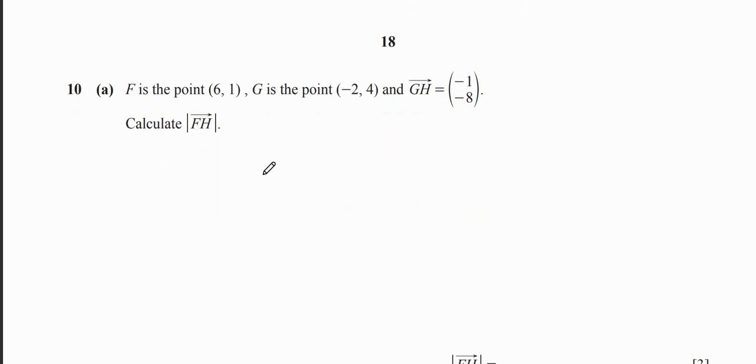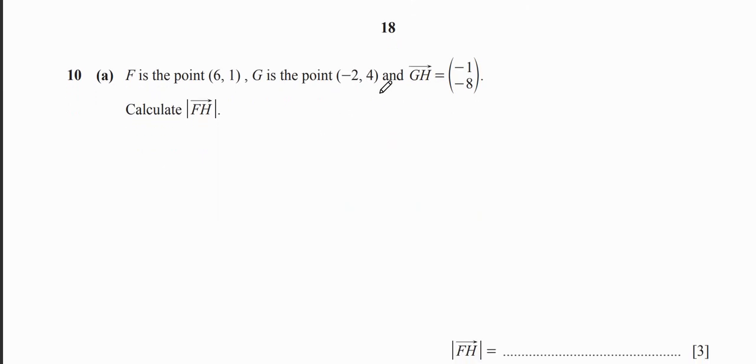Okay, so let's start with this question. It says F is the point (6, 1), G is the point (-2, 4), and GH is (-1, -8). Calculate FH. So first of all, guys, you need to understand that GH is equal to OH minus OG. So OH is equal to, we brought OH back here.